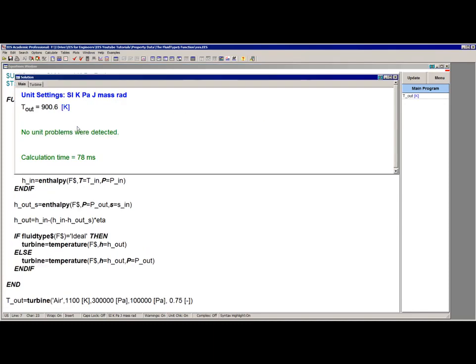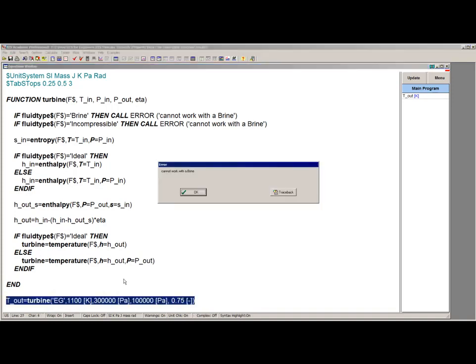Specific enthalpy is only a function of temperature for an ideal gas, and therefore the converse must be true. Temperature must only be a function of specific enthalpy for an ideal gas. If the fluid is an ideal gas, then the outlet temperature is obtained using the temperature function only with specific enthalpy. Otherwise, the temperature function must be called with both specific enthalpy and pressure, and that's accomplished again using the FluidType function. So with this, the function turbine will work when it is called with either an ideal gas, so for example air, or a real fluid, so air_ha. If the function is called with either a brine, so for example ethylene glycol, EG, or an incompressible, so glycerin for example, then you're going to get an error.